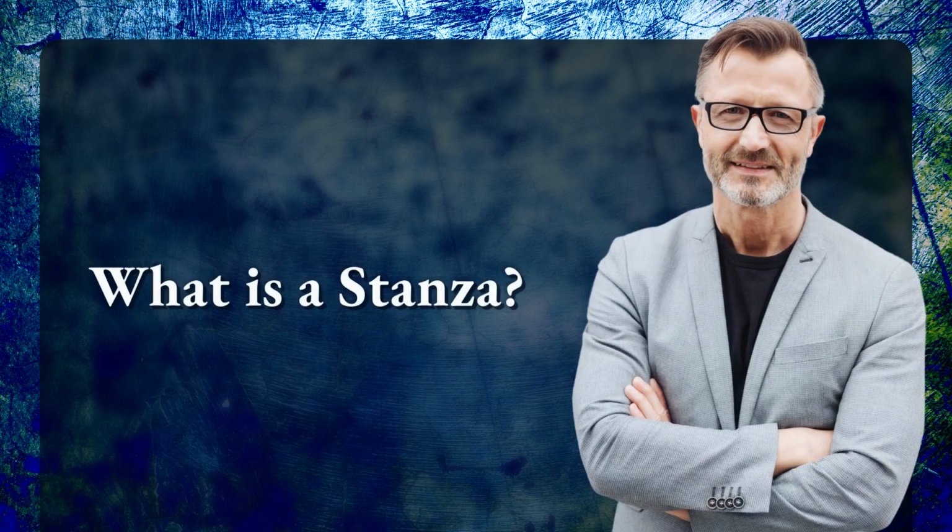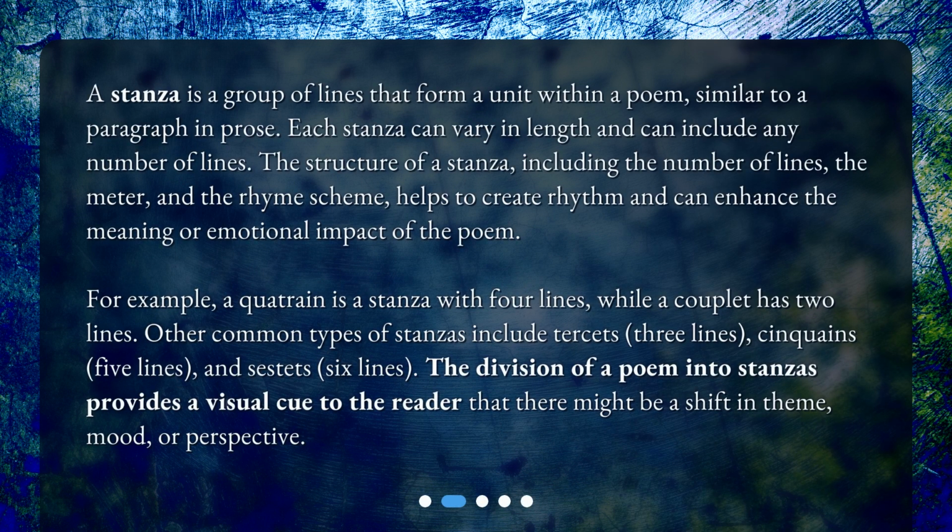What is a stanza? A stanza is a group of lines that form a unit within a poem, similar to a paragraph in prose. Each stanza can vary in length and can include any number of lines. The structure of a stanza, including the number of lines, the meter, and the rhyme scheme, helps to create rhythm and can enhance the meaning or emotional impact of the poem.